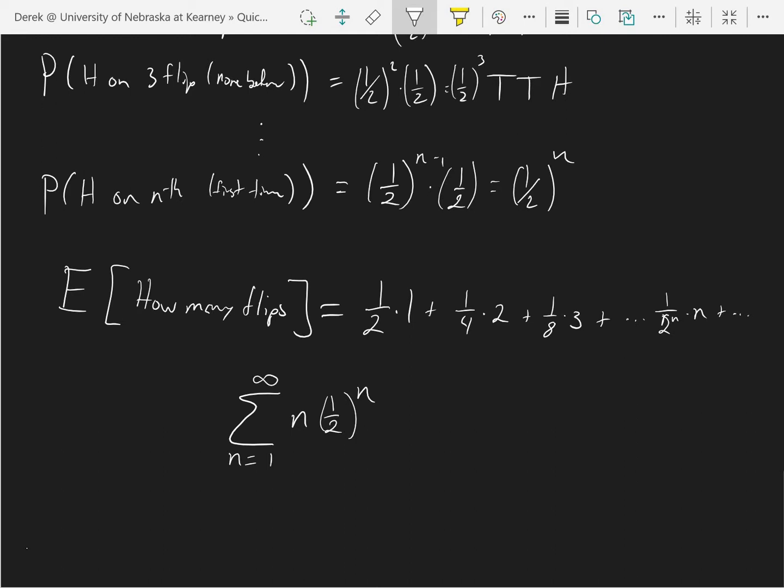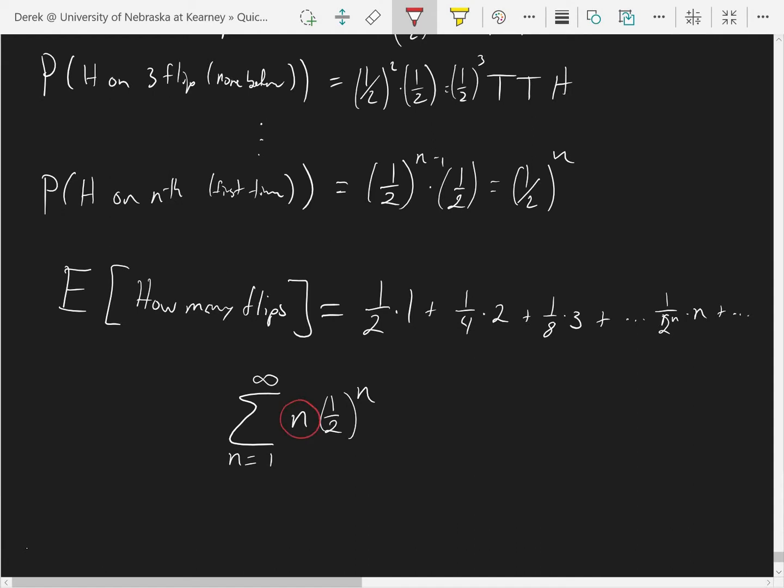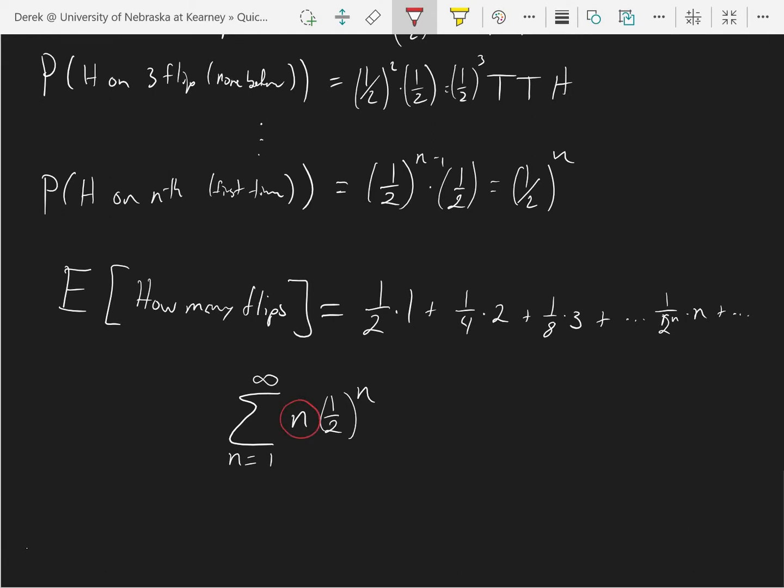Okay, so how am I supposed to add that up? That doesn't look like a series that we know how to add up. It's not geometric. So I have to deal with that n out front somehow. If this n wasn't there, then this would be a geometric series and I could add that up no problem. So what do we do with this?